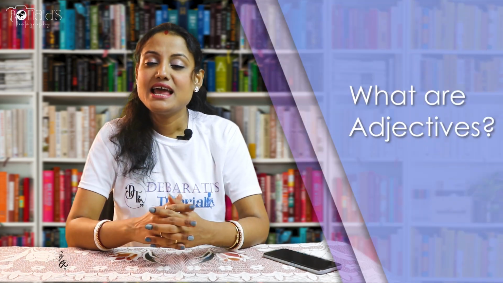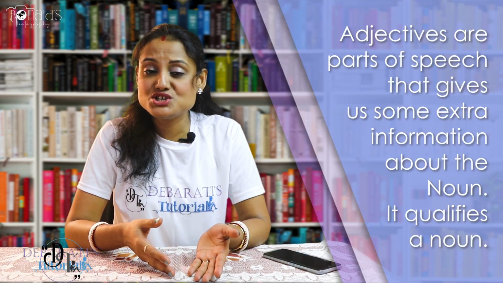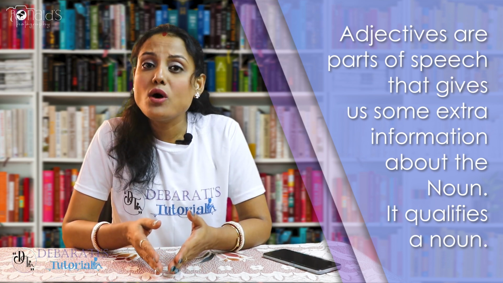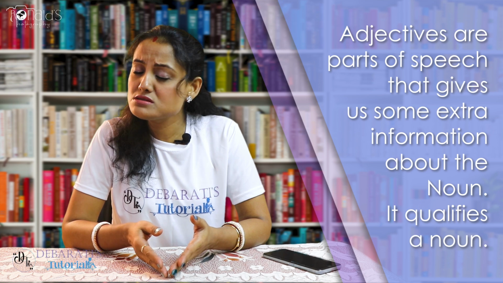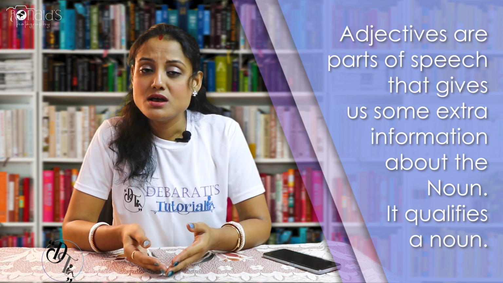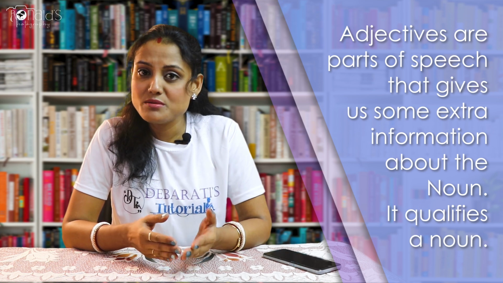Next we come to number 4 parts of speech, which is adjectives. What are adjectives? Adjectives are parts of speech that give us some extra information about the noun. It qualifies a noun. They are also called qualifiers. Adjective will always give you some information about the noun present in the sentence. For example, the young girl smiled sweetly. In this sentence, the girl is the noun and we are describing the girl by using the adjective young.